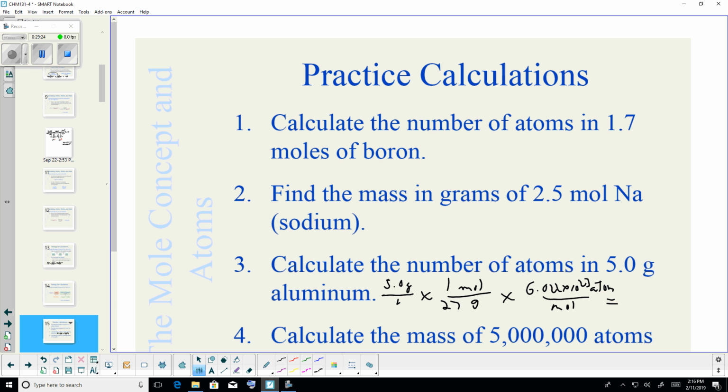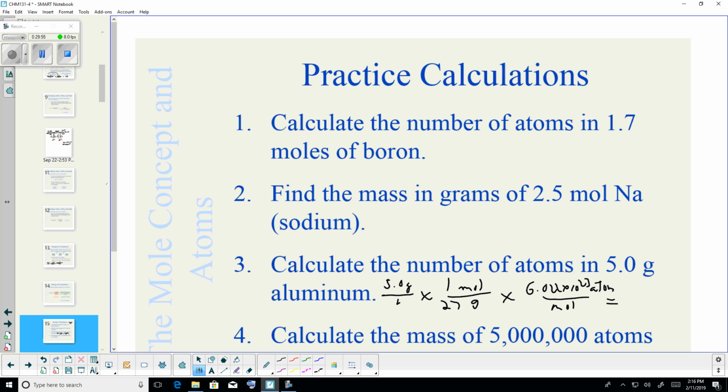I'm guessing 5 goes into 16, 12 times, so that's a little bit more than 5. 1.1 times 10 to the 23rd. 1.115. Okay. Not bad for an old guy.